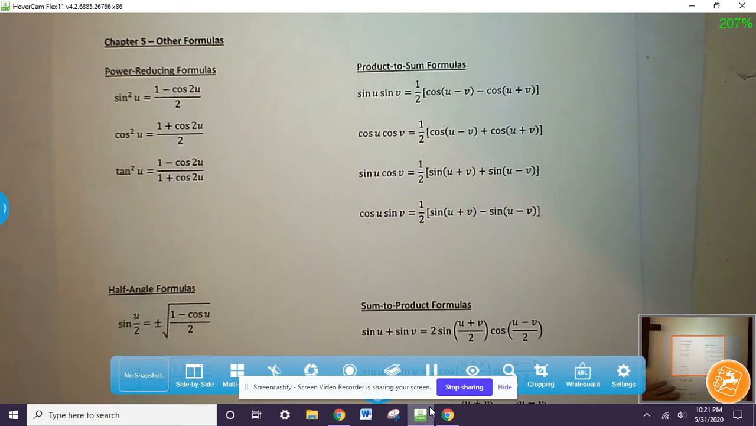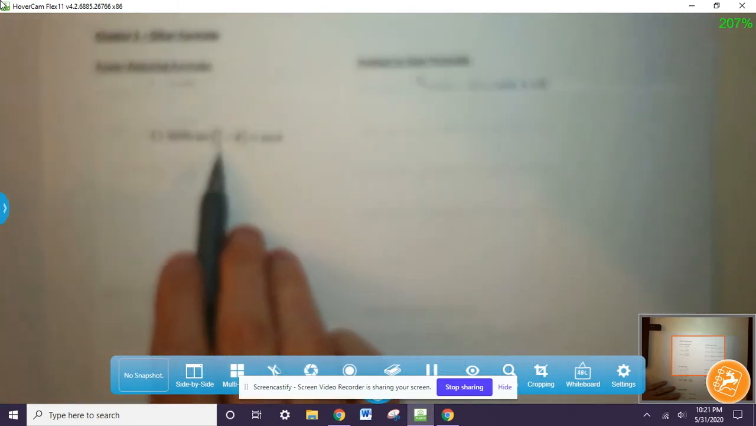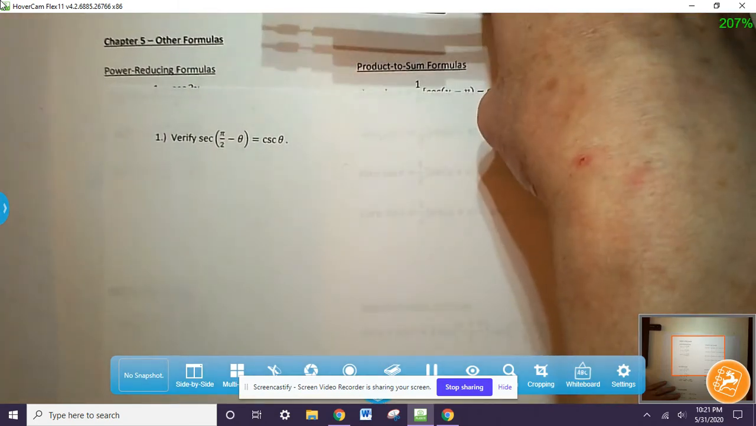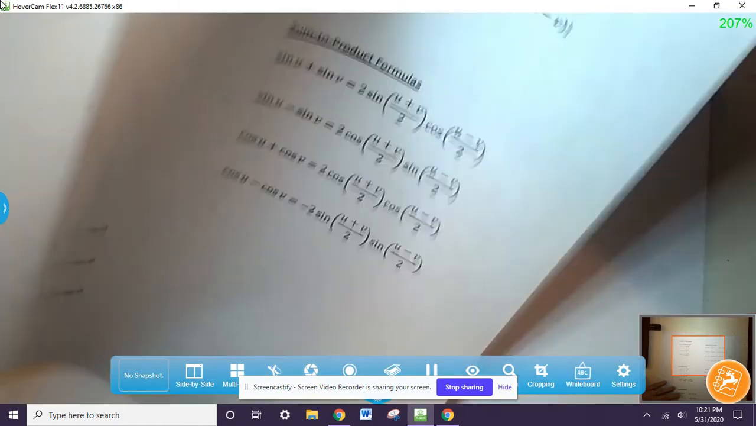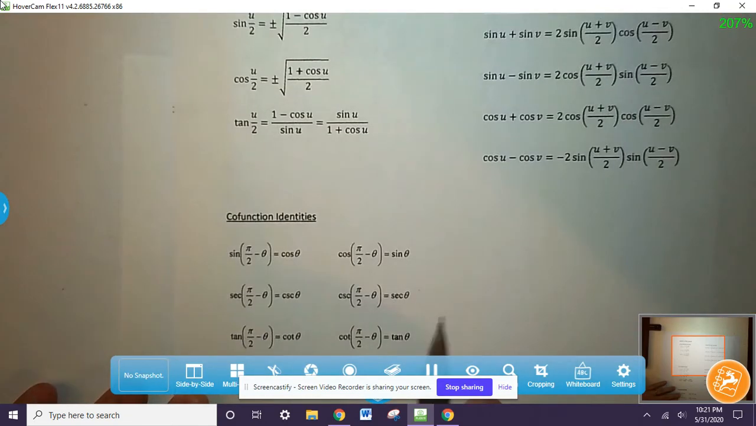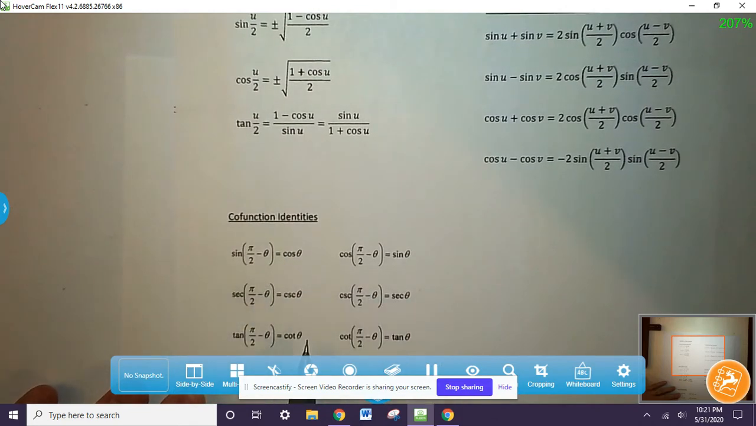So I have a few examples I'd like us to go through. The first is to verify that secant of pi over 2 minus theta equals cosecant theta. That's one that's down here called a cofunction identity. This was actually back in section 5.1, and I purposely skipped these with you because I don't think you have to memorize them, because you can very easily derive or verify any of these. So this is the one I've picked for us to try.